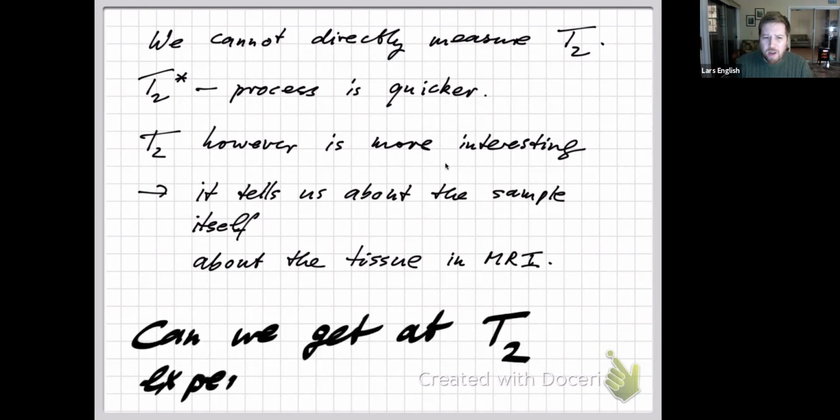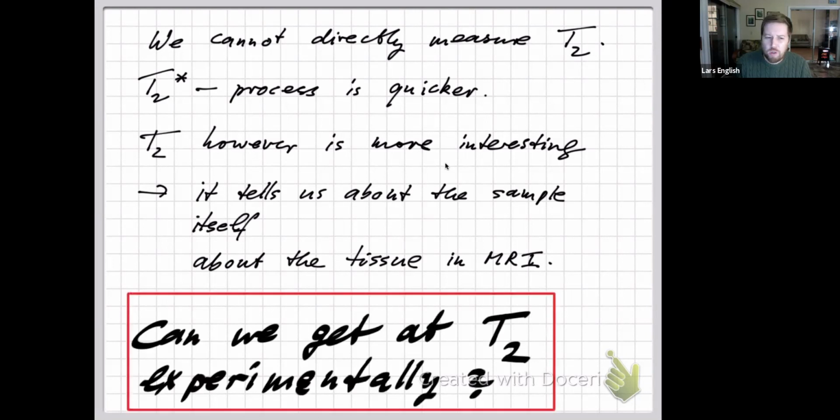So is there any way we can get at T2 experimentally in the presence of T2 star process or relaxation? It doesn't seem like there should be a way of teasing out T2, which takes a longer time, but it turns out that there is. There's a very clever way of doing that, and it relies on something called the spin echo, and that's what I'd like to get into in the next part.